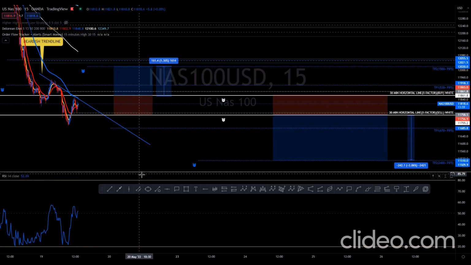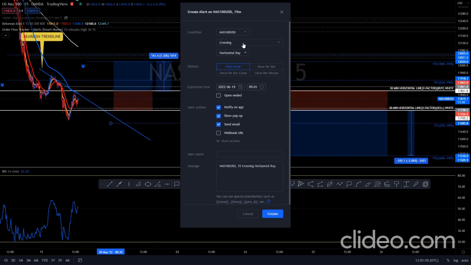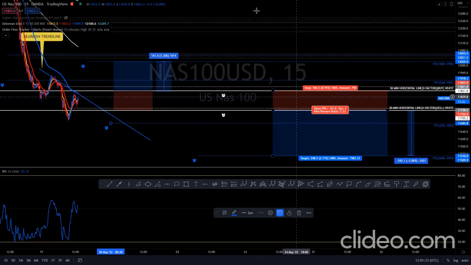So we set everything. I forgot to put my alarm for this one. Let me do that. That is TP1, 670 plus. All right, so everything is set as far as that.